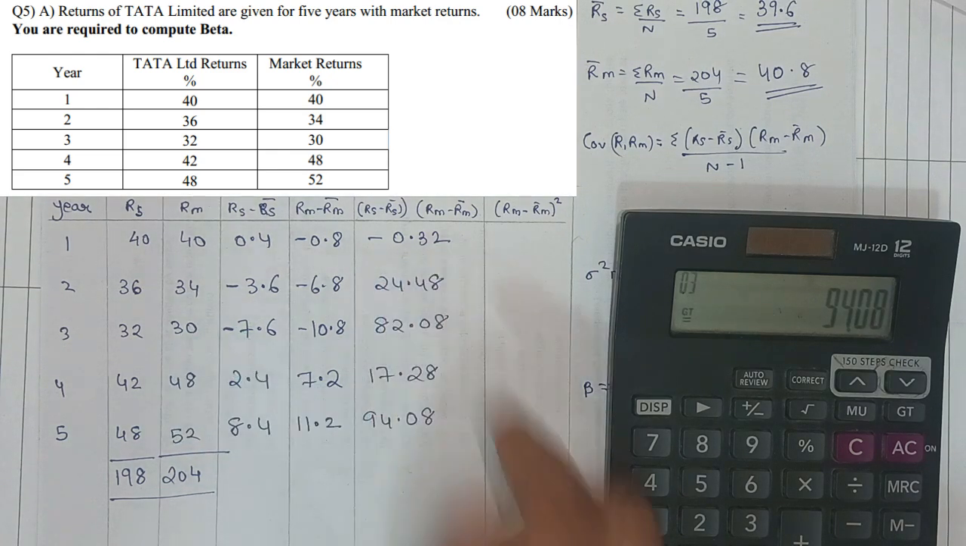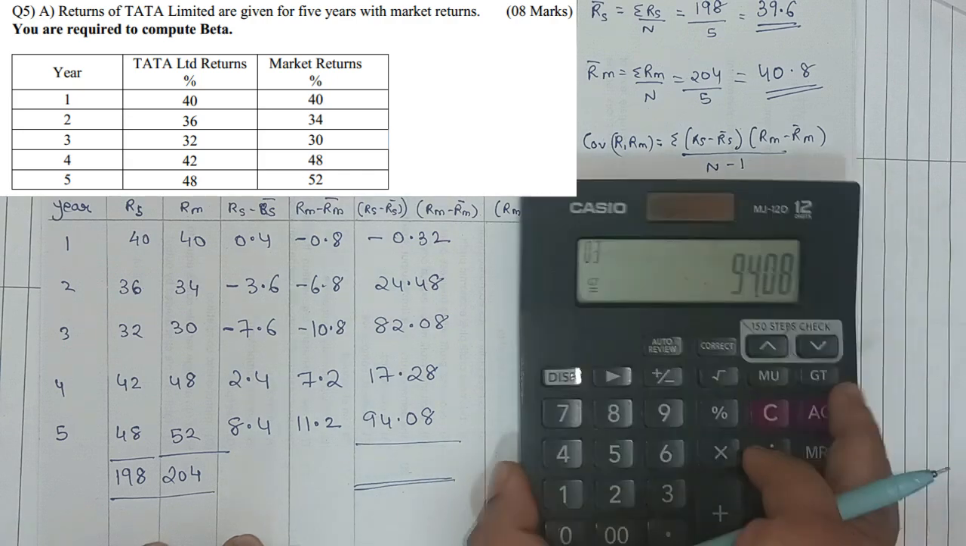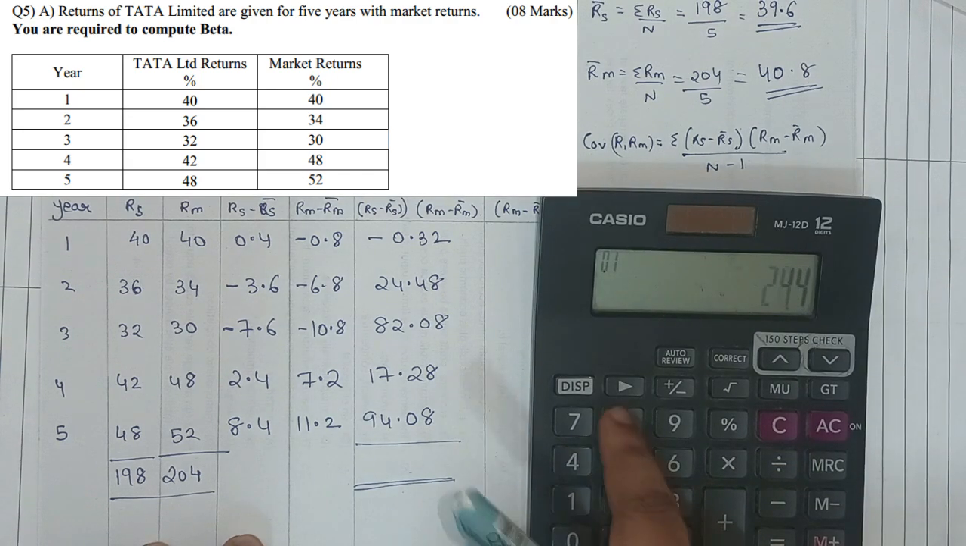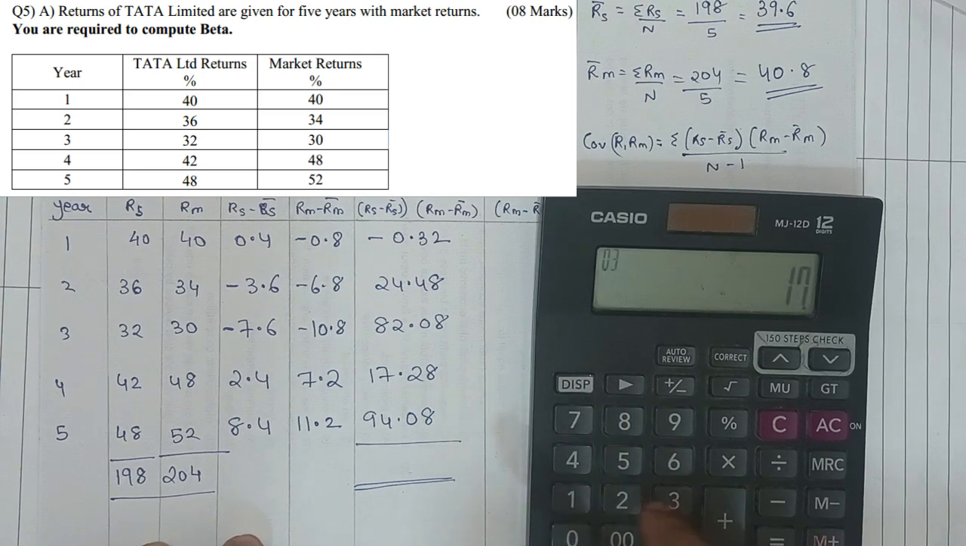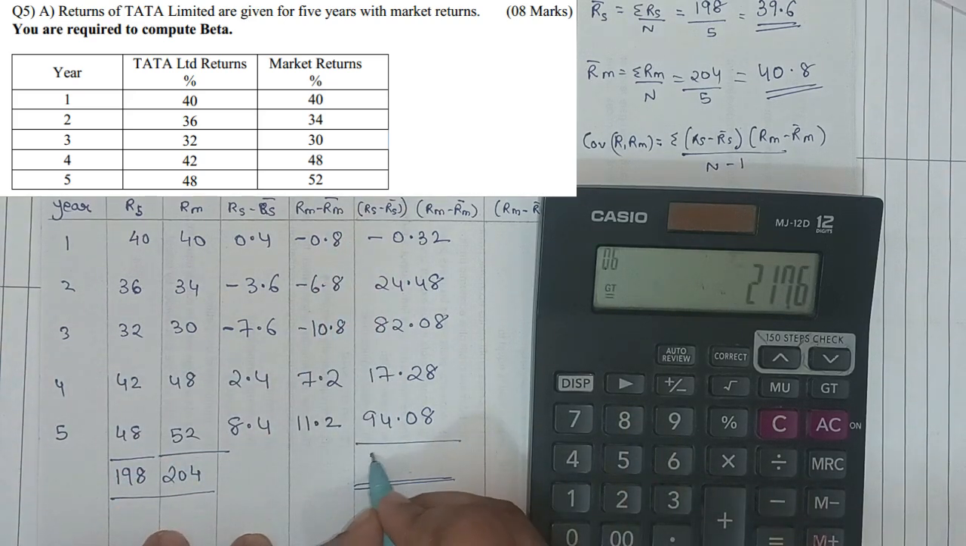Now once you get this, we will total it up. I need this column's total. So 24.48 plus 82.08 plus 17.28 plus 94.08 minus 0.32, so that becomes 217.6.